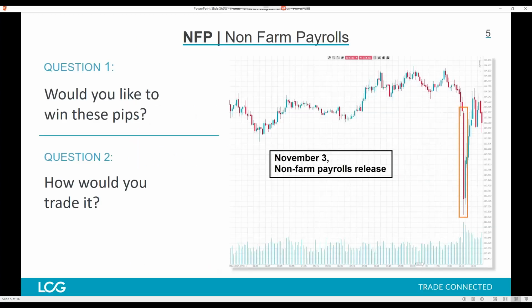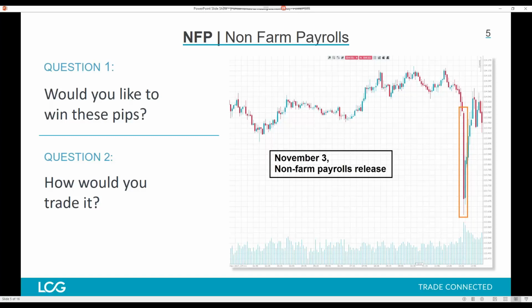So question 1, fairly obvious answer to this really. Would you like to win these kinds of pips? This was the November 3rd non-farm payrolls release. It caused a nice hefty little 40-odd pip drop here in dollar yen. Now, actually, by historical standards, that's not a massive move. You'd often in the past get 150, 200 pip moves on non-farm payrolls. It's lost its significance a little bit recently, but nonetheless, grabbing a quick 40 pips in the space of a couple of minutes, certainly nothing anyone's going to turn down.